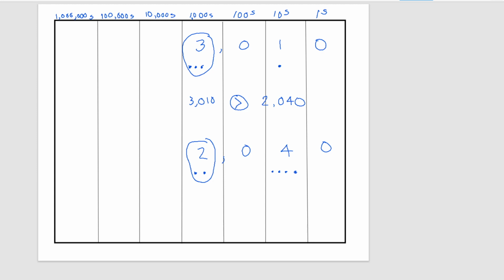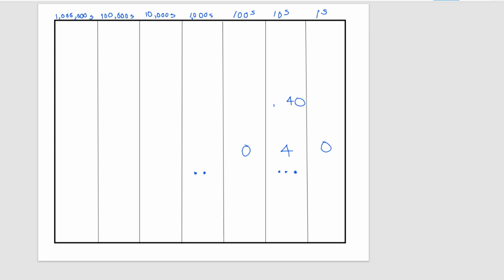Now, if we'd started with a different place value instead of the largest one, let's say we did the tens, we would have incorrectly said, well, 4 is greater than 1, so this number is greater than this one. But in fact, we always have to start with the greatest place value. So we would start with thousands, compare those, and what happens after that doesn't really matter. So 3,010 is greater than 2,040.